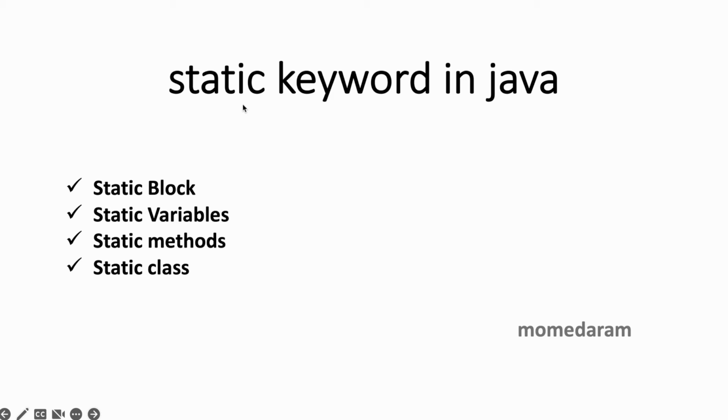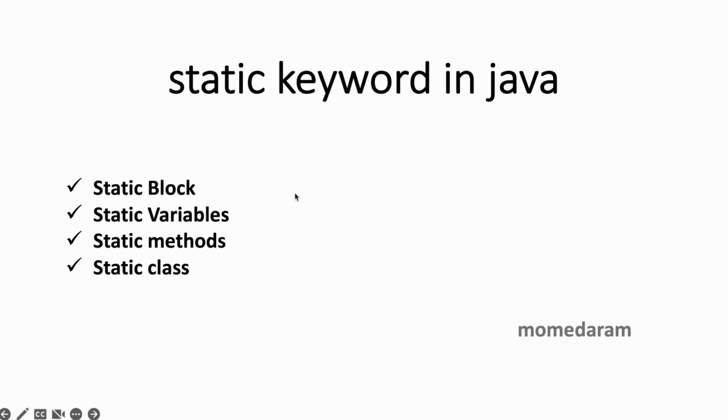In this video, we will discuss what is a static keyword in Java. The static keyword is used for memory management in Java. You can use the static keyword to refer to blocks, variables, methods, and classes.